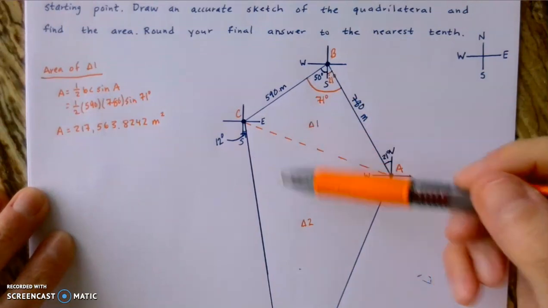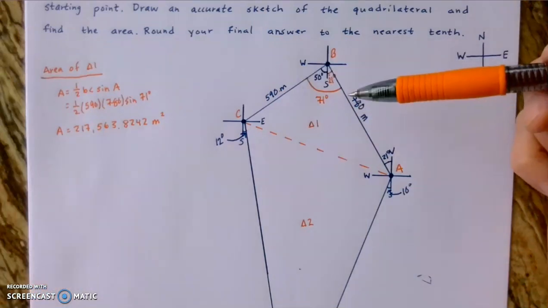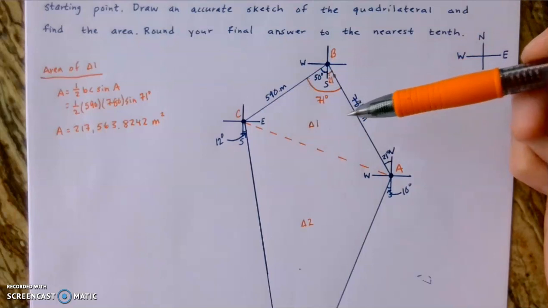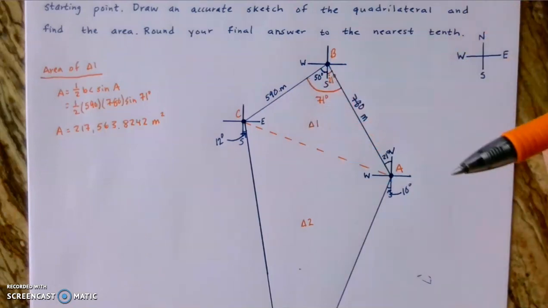The next thing I need to do is find the area of the second triangle. However, we're not completely done with the first triangle because we're going to have to use all this given information to find other things about this triangle that will help us solve the second triangle.